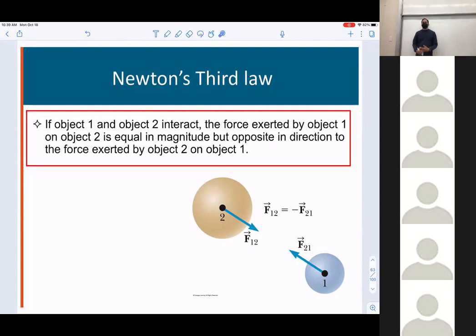Again, in Newtonian mechanics, there is no proof of this. It is simply an observation that if one object is exerting a force on another object, that other object will exert an equal and opposite force on the first object.